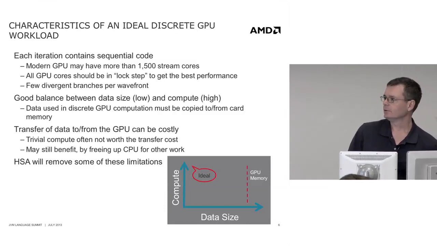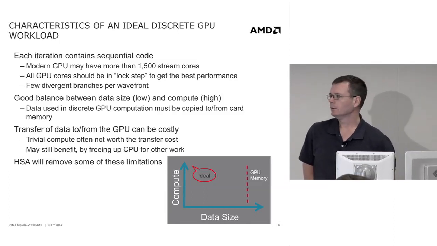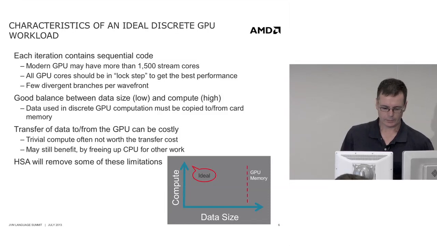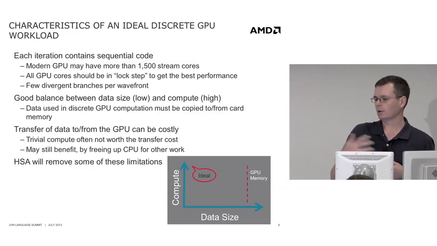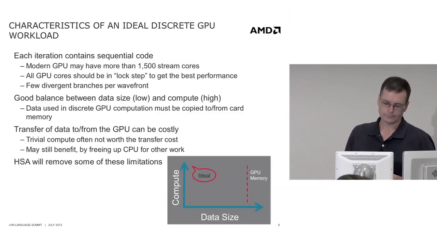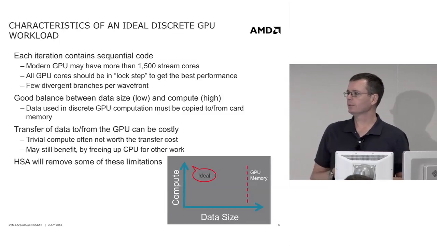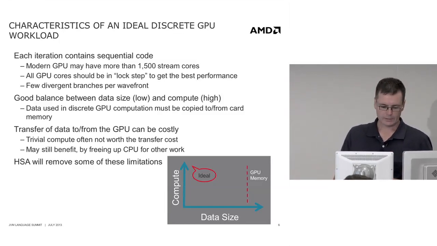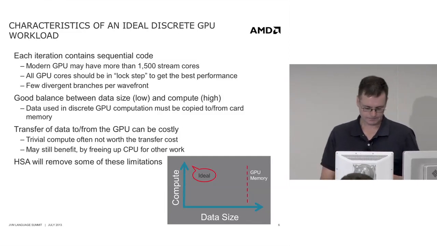In terms of taking advantage of a discrete card, you need to keep in mind that you need to copy all the data to the card over the PCI bus. So in order to get a win, you need to have enough compute work happening on the card to offset the cost of copying the data back and forth. That's what this picture is trying to illustrate. Your job should be a lot of compute relative to the amount of data you're copying to make sure that you're going to have a win. This heterogeneous system architecture will erase some of these limitations, because with HSA you'll have direct access to main memory from the GPU cores, and I will get into that in the following slides.